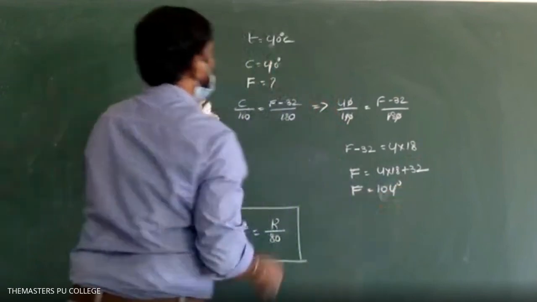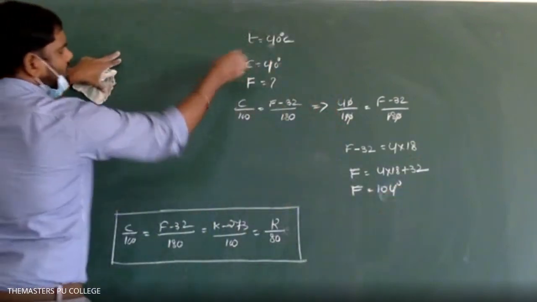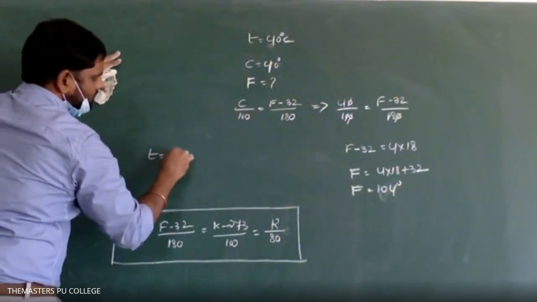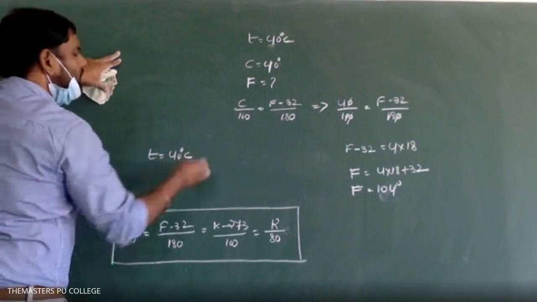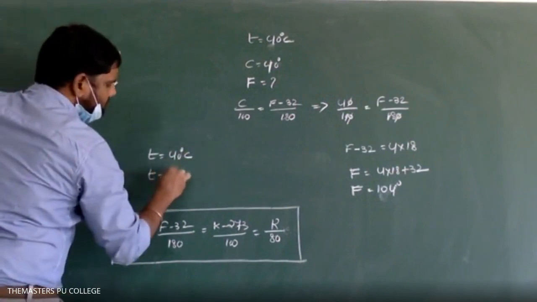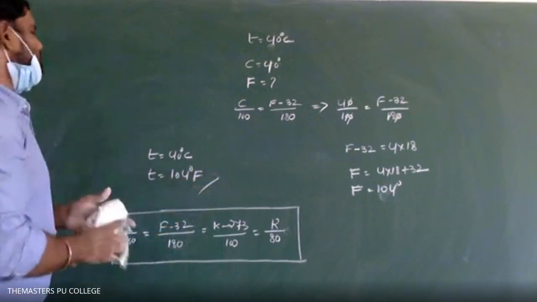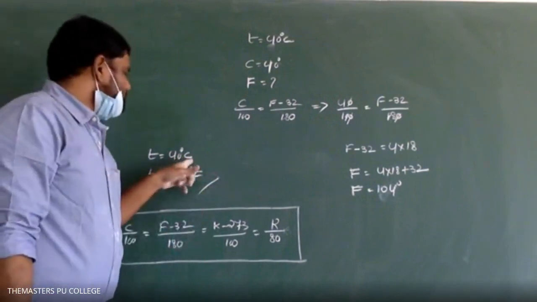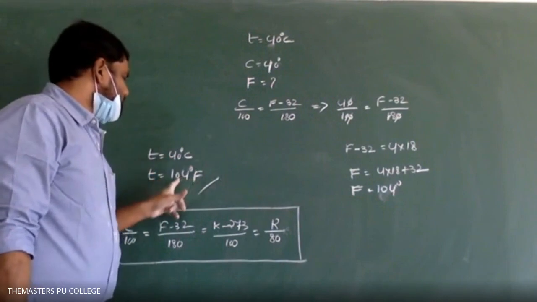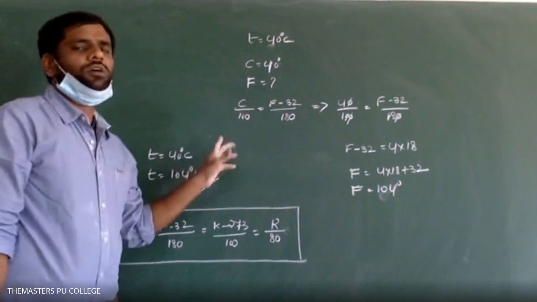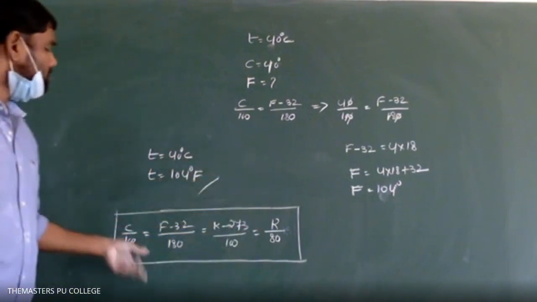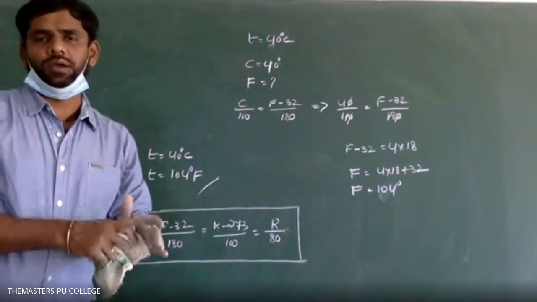So they have given that T is equal to 40 degrees centigrade, so the value must be equivalent to 104 degrees Fahrenheit. So 40 degrees centigrade on the Celsius scale is equivalent to 104 degrees on the Fahrenheit scale. Like this we can convert from one scale to another scale.